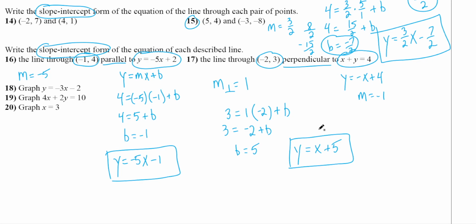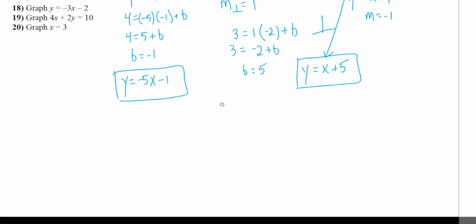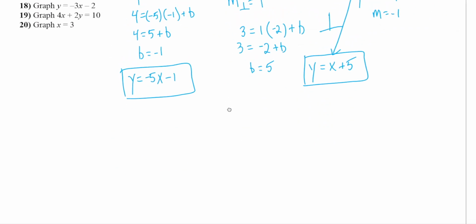Okay? So these two lines right here are not parallel. What are they? They're perpendicular to each other. How do you know? Because this has a slope of -1. This has a slope of +1. They are negative reciprocals of each other. Okay. We good? All right, let's do this.